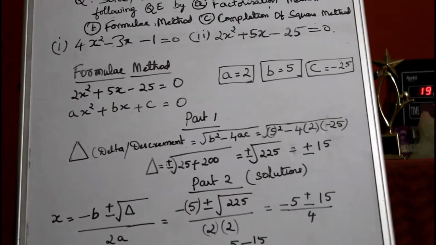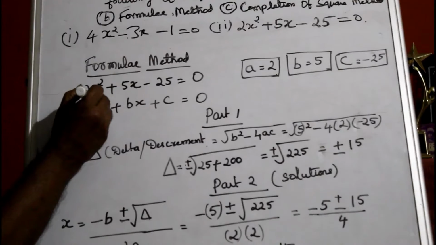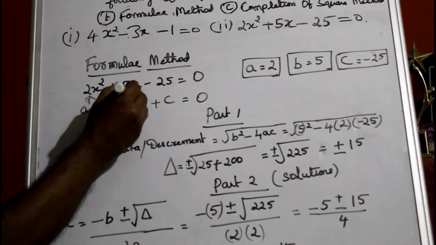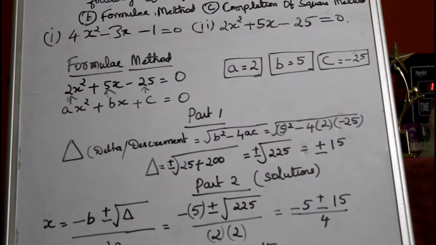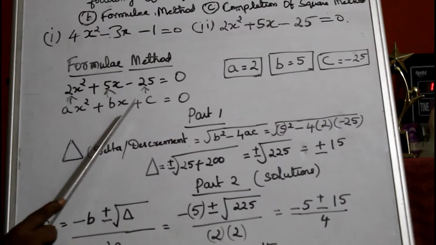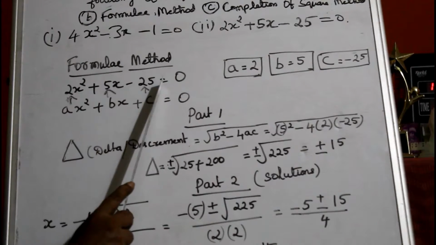So this is a quadratic equation. The value of a is 2. The value of b is 5. The value of c is minus 25. A quadratic equation is called ax square plus bx plus c equal to 0. So write the given question in the form ax square plus bx plus c.